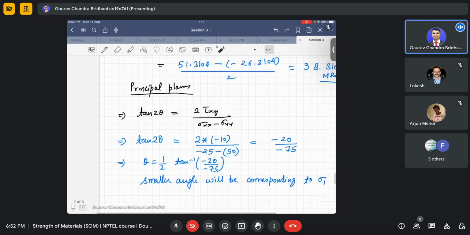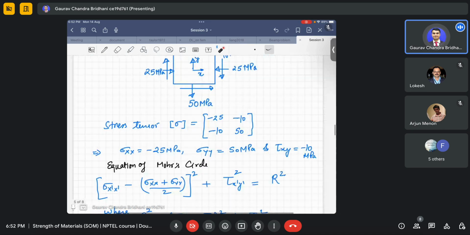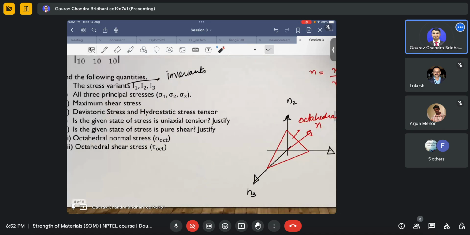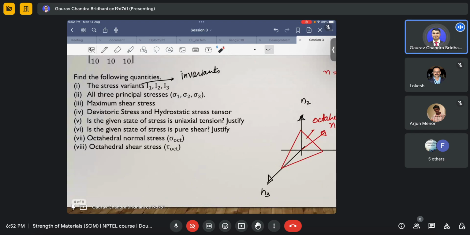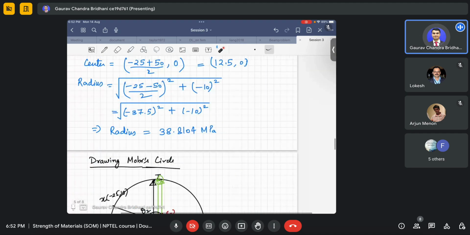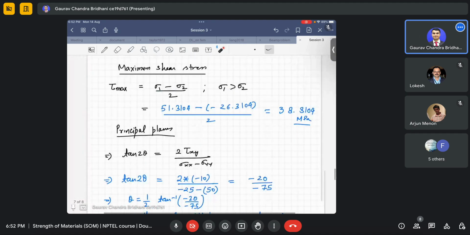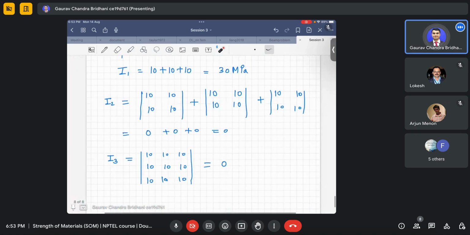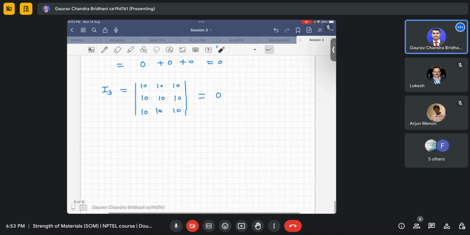So now we have solved the first part. The next part says that we have to find all three principal stresses. For doing that, there are three ways, we will see. One way is using the stress invariants. So what happens is that basically we have to find the principal stresses.